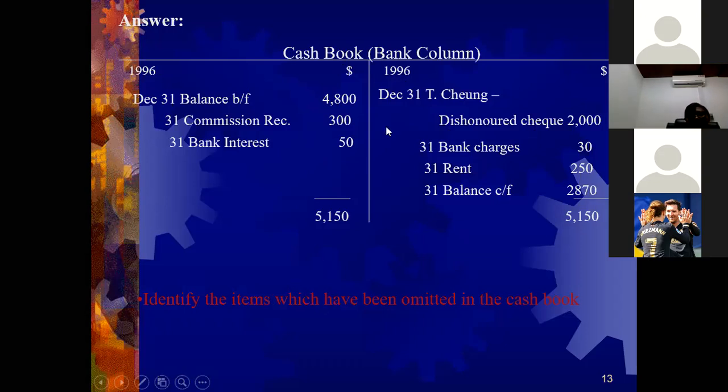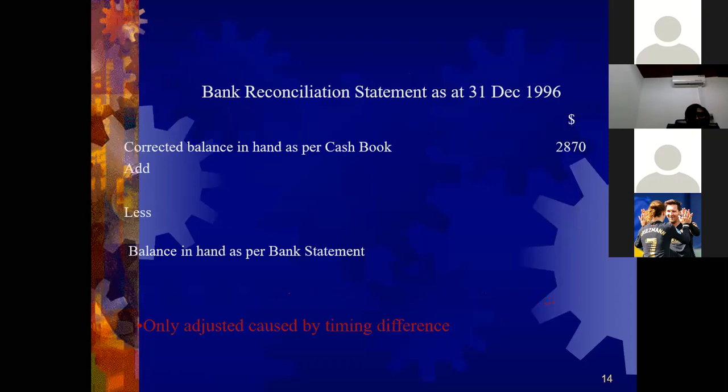So that is what we do. All these are informational differences that are used to adjust or update the bank column of the cash book. Then we prepare the reconciliation statement. In preparing the reconciliation statement, we must make sure it is as at a date, because reconciliations are done at intervals.